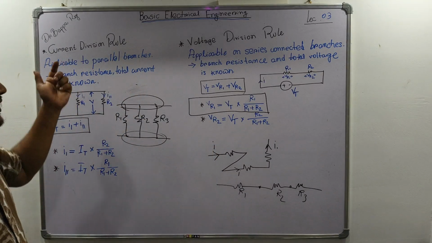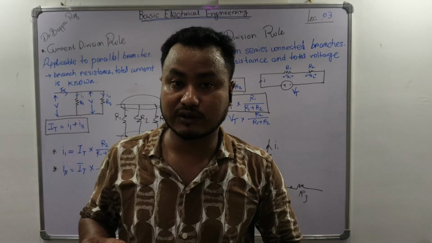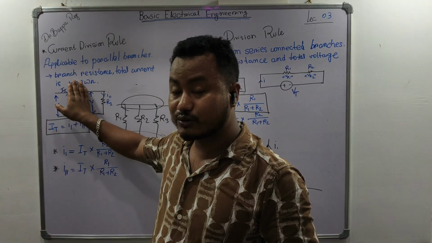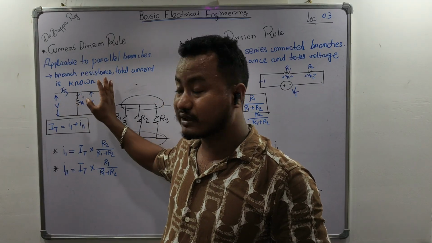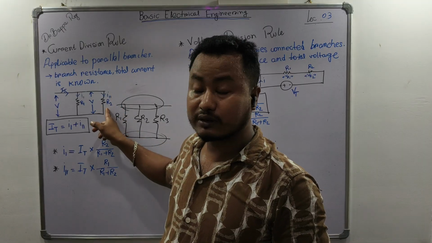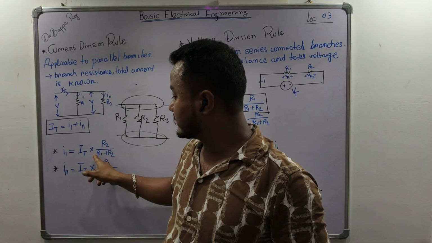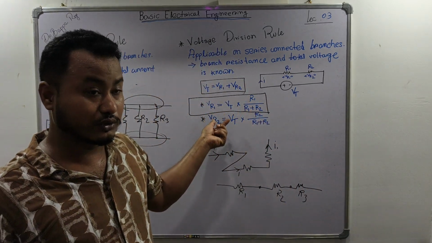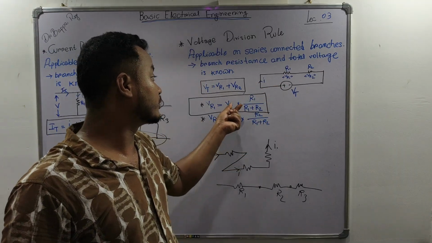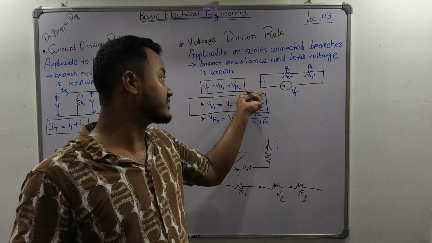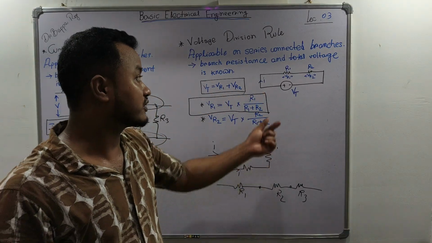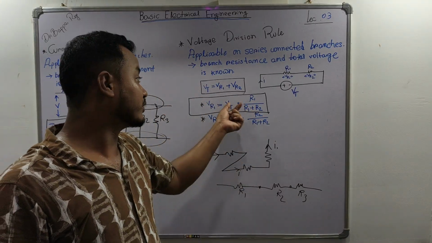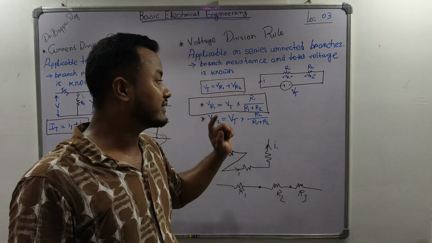See, for the current division rule, if you want to calculate the current through a particular branch, we hide that one, and we put the resistance of the other branch upside, then total resistance. But for calculating voltage by applying the voltage division rule, we need to keep total voltage into the resistance of that particular branch, the resistance across which we are going to calculate the voltage, upside, then total resistance.